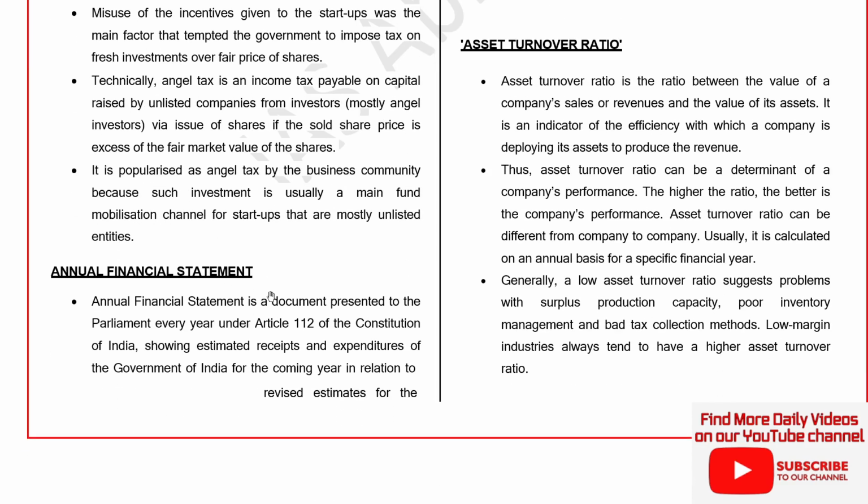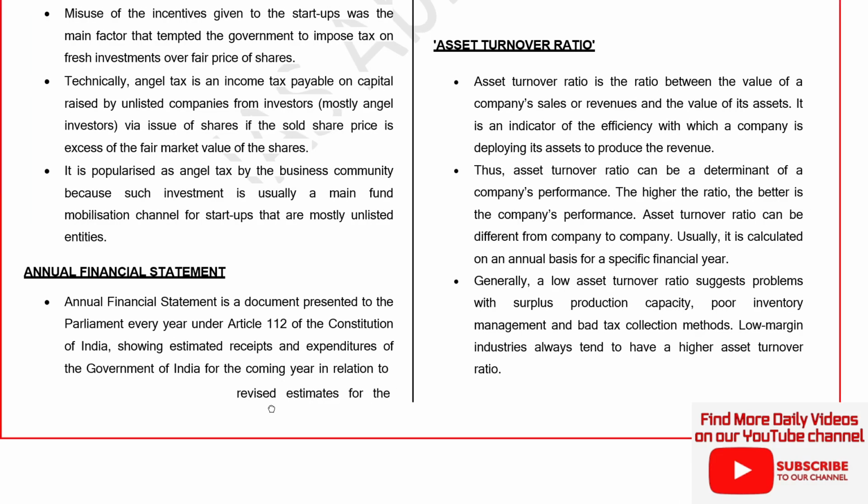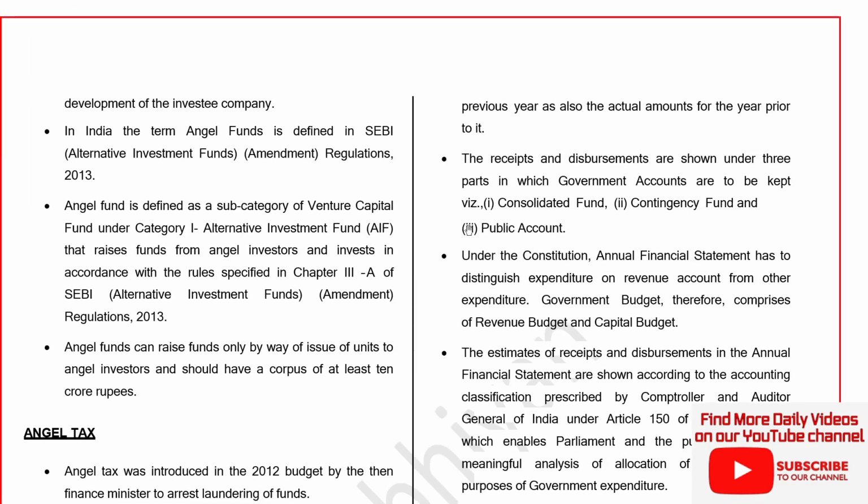Moving forward, annual financial statement. The constitutional term for budget is annual financial statement. The annual financial statement is a document presented to the Parliament every year under Article 112 of the Constitution of India, showing estimated receipts and expenditures of the Government of India for the coming year in relation to the revised estimates for the previous year and also the actual amounts for the year prior to it.